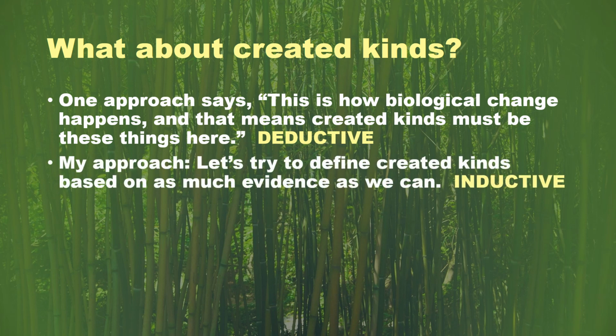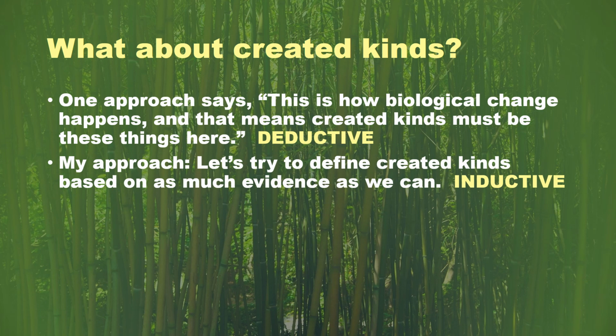I want to try to define created kinds based on as much evidence as I can. So I want to look at the fossil record. I want to look at morphology and anatomy. I want to look at genetics. I want to look at everything that I can think of and sort of try to inductively conclude what is or is not a created kind.